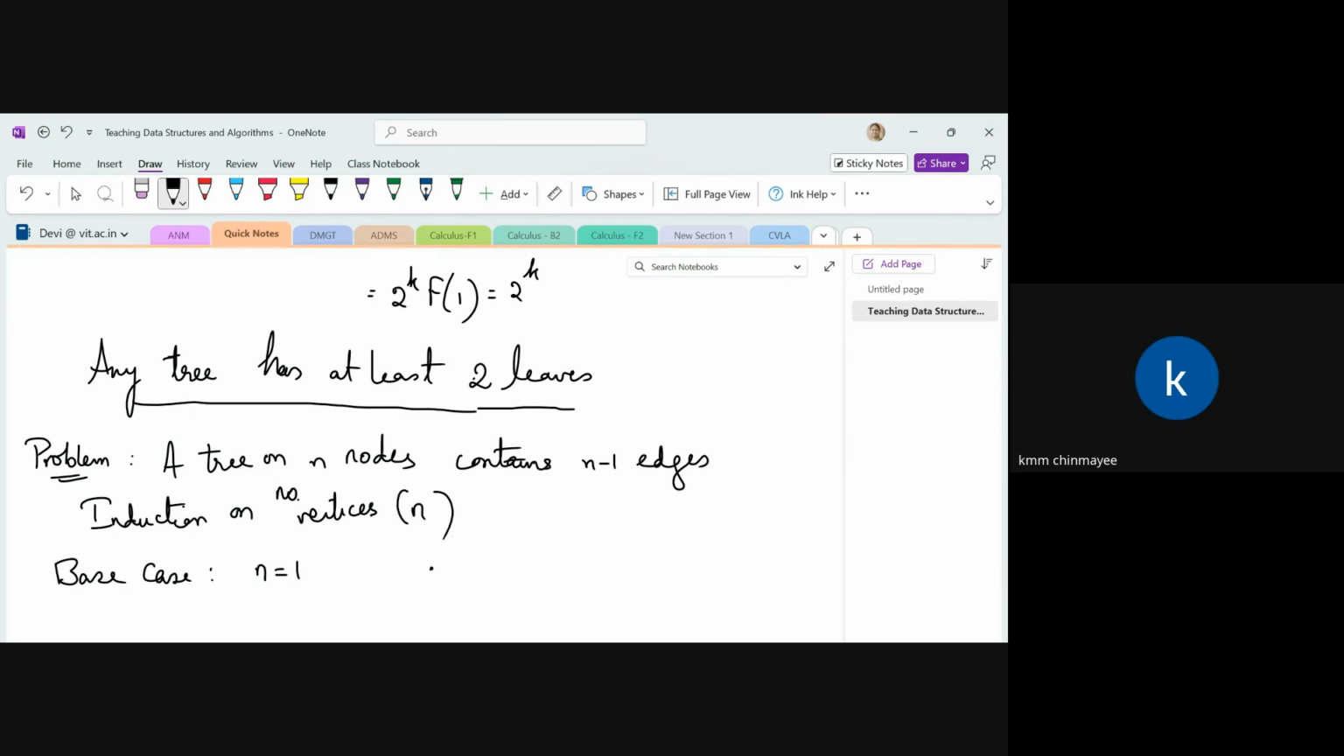There are no edges, right? Singleton vertex, there is zero. A null graph, zero. It can be verified easily. A tree on one node contains 0 edges. So the base case is obviously true.